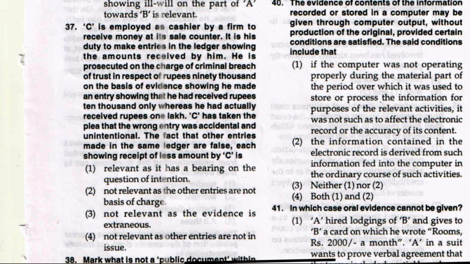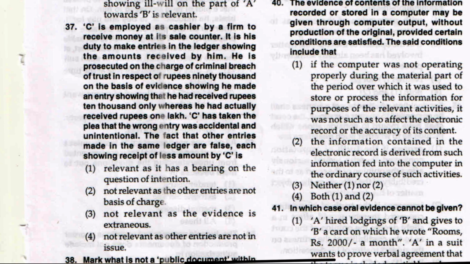Come to question number 37. C is employed as a cashier by a firm to receive money at a sale counter. It is his duty to make entries in the ledger showing the amounts received by him. He is prosecuted on the charge of criminal breach of trust in respect of rupees 90,000 on the basis of evidence showing he made an entry showing that he had received rupees 10,000 only, whereas he had actually received rupees 1 lakh. C has taken the plea that the wrong entry was accidental and unintentional. Option 1, the fact that other entries made in the same ledger are false, each showing a receipt of less amount by C, is relevant as it has a bearing on the question of intention.